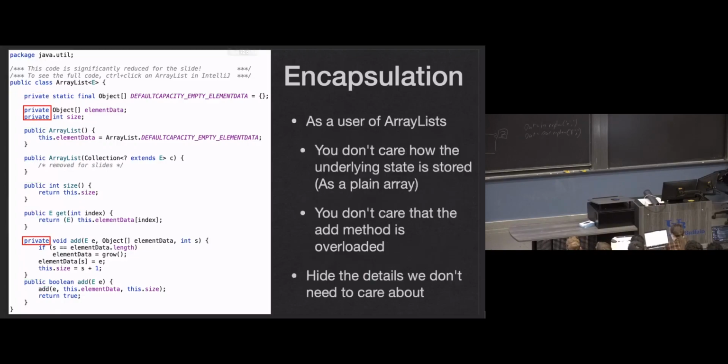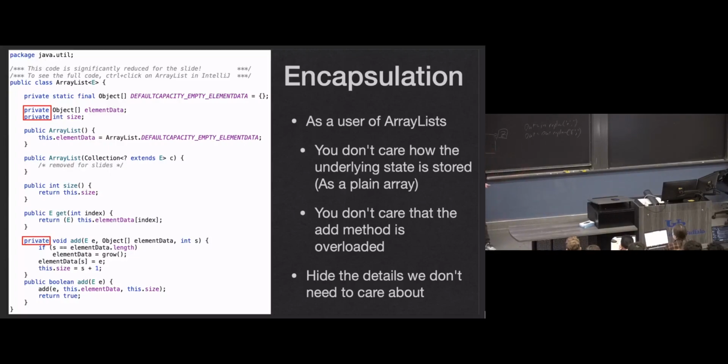You don't care, or maybe you do. I don't know. But you don't have to care. You don't have to care that its add method is overloaded with a private helper method that takes 3 parameters. So what the Java developers do is make that a private method. They hide the details of how the add method actually works and just expose the public interface of an add method that takes one element. Because that's what you want. You want to say, hey, ArrayList, here's an element. Store this thing for me. And then you want to forget about it.